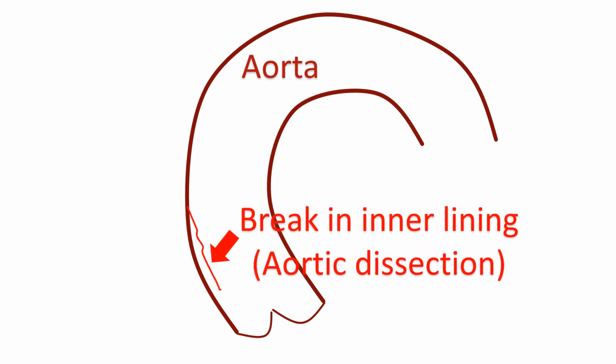If a break is only in the inner layer, it is called aortic dissection and is a serious condition as it can progress along the extent of the aorta and compromise blood flow to vital organs like brain and heart itself. Very rarely, the break can extend through and through the aortic wall. Then it is called an aortic rupture, which could be immediately fatal due to severe blood loss. Both these conditions need very urgent surgery for saving life. Fortunately, they are rare complications.